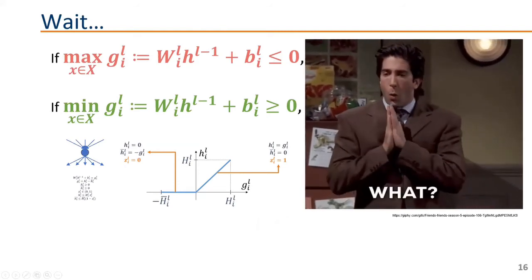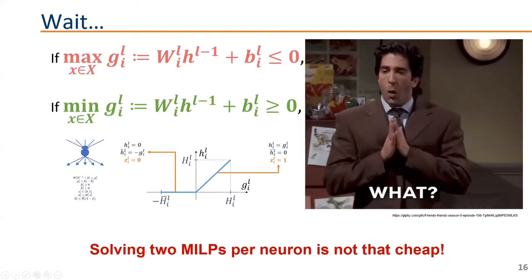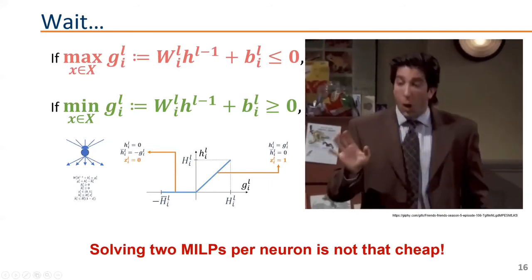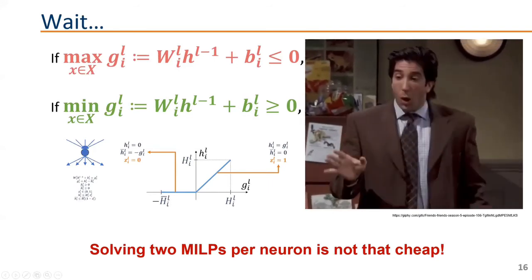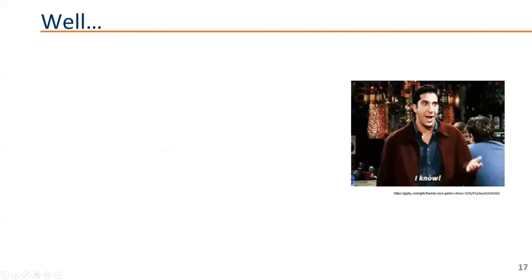And why is this preposterous? Solving 2 MIPs per neuron is not cheap. I just presented you a MIP formulation with big M's, and I'm talking about neural networks that grow very large. So this is definitely not going to run in a reasonable amount of time. That's what we did for the first paper, but we didn't stop there. We added some tricks to at least make this scale a little more.